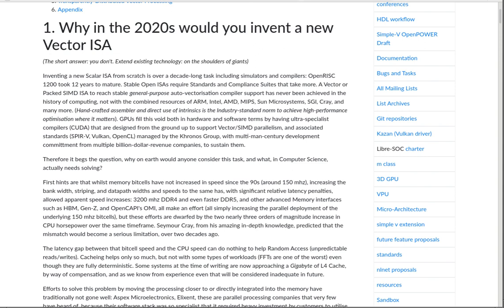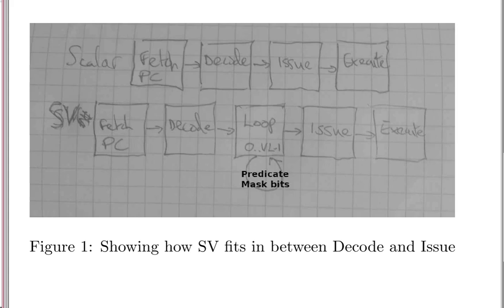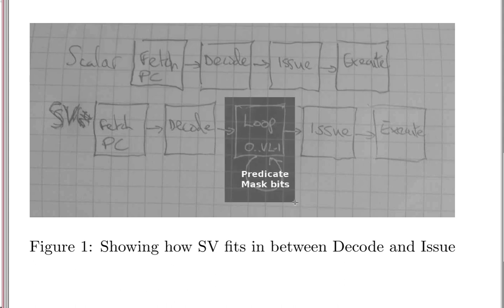So to begin, I am the author and curator of the SimpleV specification for the Power ISA, which applies a strict RISC paradigm to a vector ISA by utilizing prefixing. The simplest way to explain that is: here we would have a scalar instruction set where you just do straight fetch, decode, issue, and execute. SimpleV inserts a loop in between the decode and issue phase.